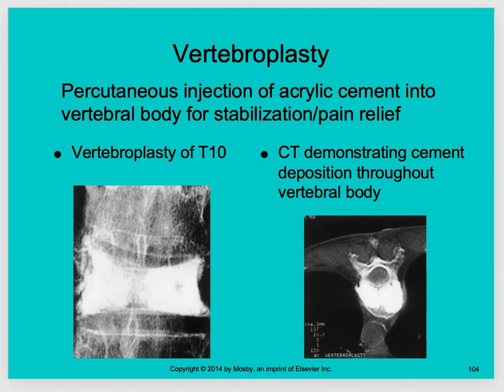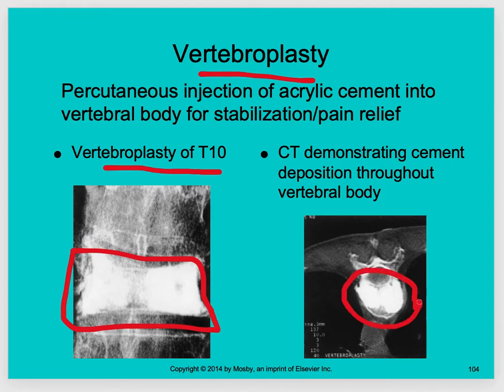So a vertebroplasty, percutaneous injection of acrylic cement into a vertebral body for stabilization and pain relief. So this is a vertebroplasty of T10. So you can see that this cement is in here, and it's going to be visualized from here on out on an x-ray, on a CT. So this is a CT demonstrating cement deposit throughout the vertebral body. So right here, you're seeing that.